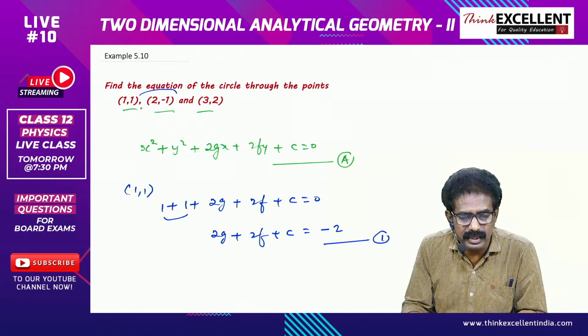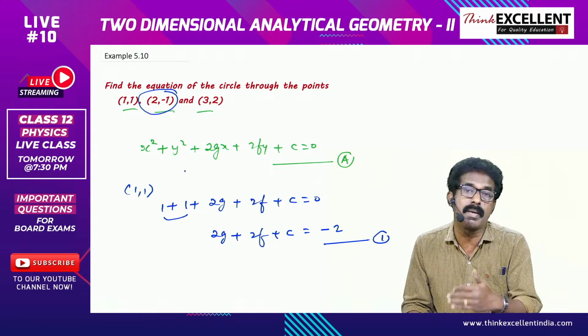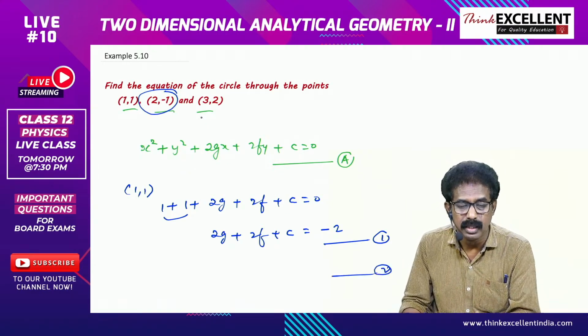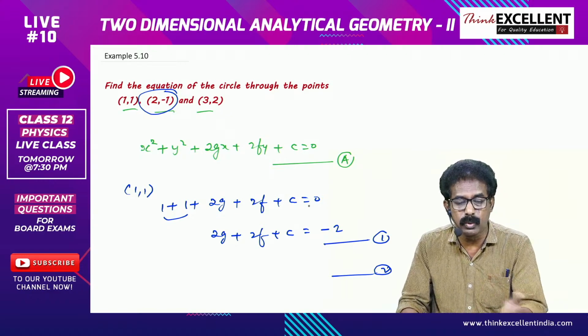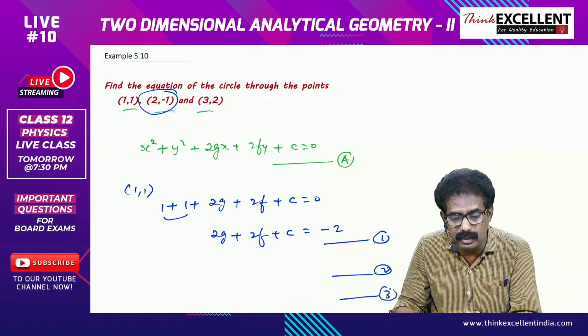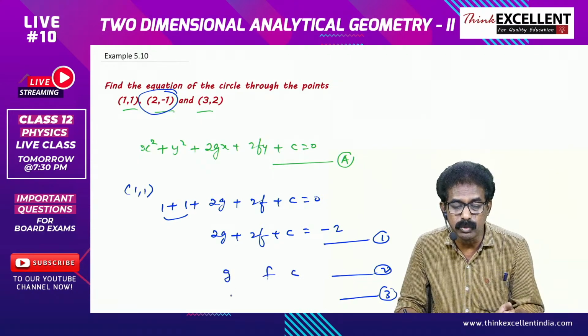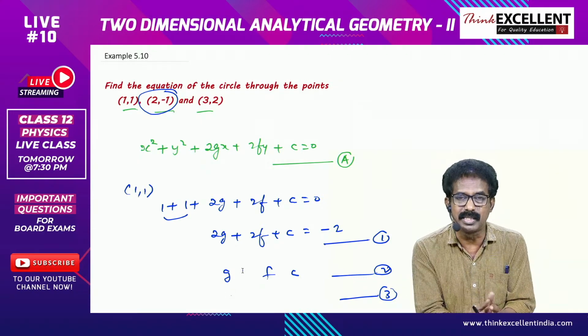Same way, take the second point. What is the second point? 2 comma minus 1. For x put 2, for y put minus 1. Second equation. 3 comma 2. For x put 3, for y put 2. One more equation. You will get 3 equations in G, F, C. You have to solve these 3 simultaneous equations.